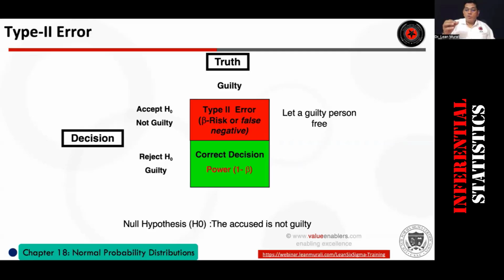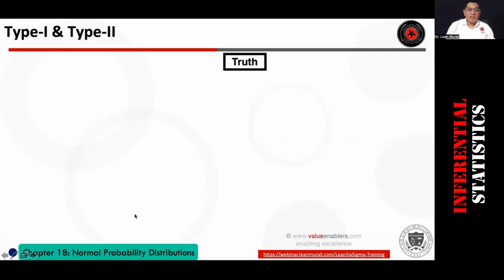This type 1 and type 2 is the heart of hypothesis testing. If you found this explanation so far interesting, useful, valuable, fantastic, awesome, put it in the chat box, because I try to explain this in as simple words as possible. So now let me summarize that for you.